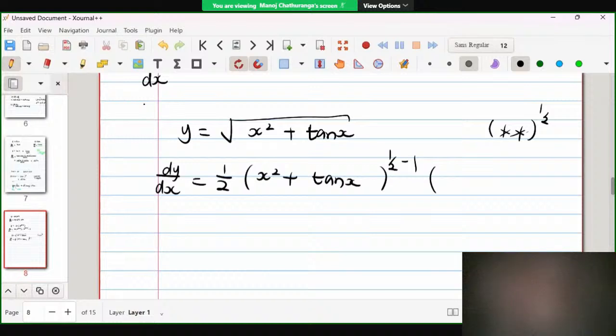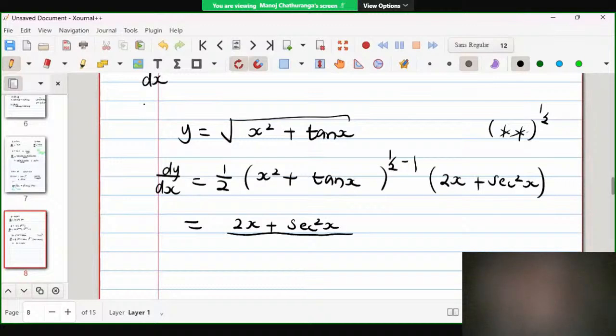Now move on to the inside, differentiate the inside. Derivative of x squared is 2x plus the derivative of tan. This is something we learned today. It is secant square. Yeah, that's it. So if you simplify it a little bit, you can make it 2 times x squared plus tan x. That's it.